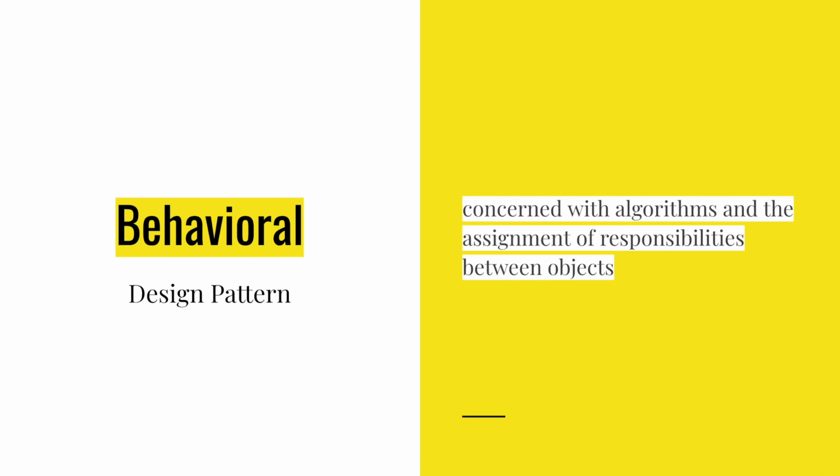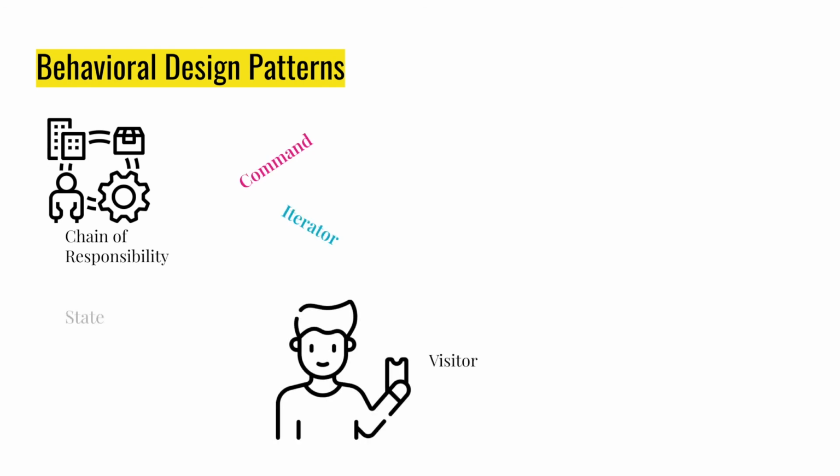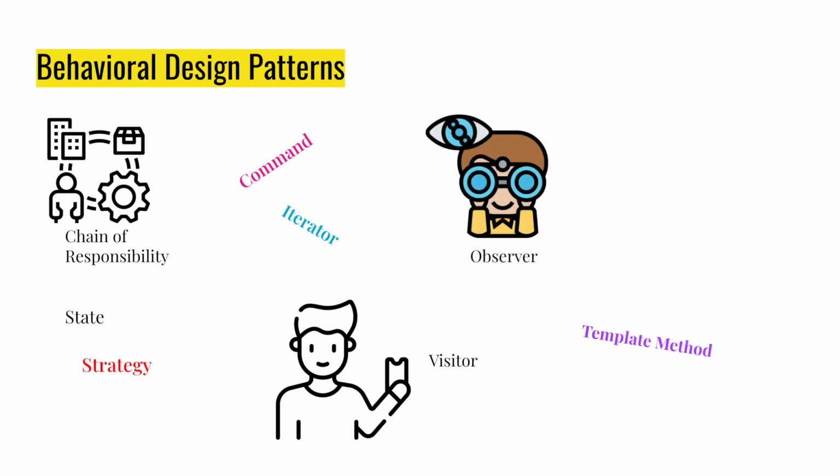Behavioral design patterns are concerned with algorithms and the assignment of responsibilities between objects, such as chain of responsibility, command, iterator, visitor, state, strategy, observer, template method, mediator, and memento.